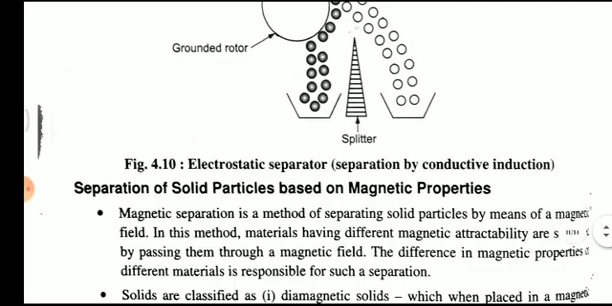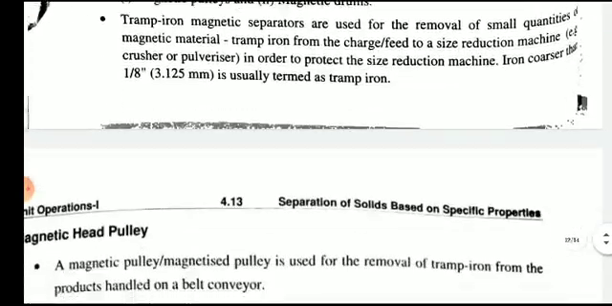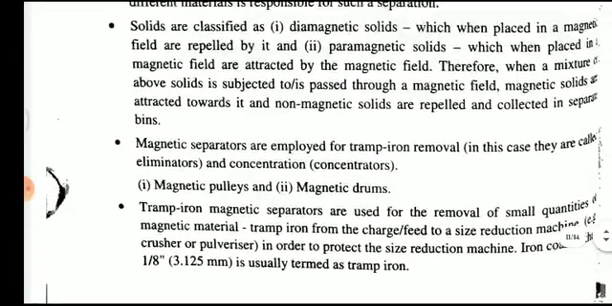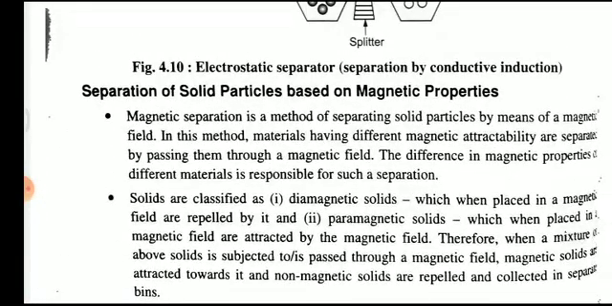Now the second method is magnetic separation of solids based on magnetic property. Magnetic separation is the method of separating solid particles by means of a magnetic field.